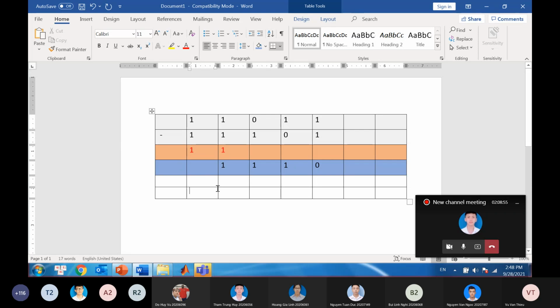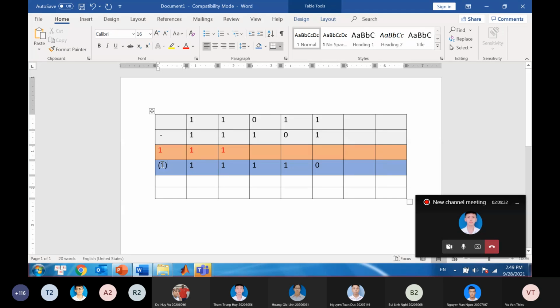Okay. So now 1 minus 1 equal to 0, right? And 0 minus 1 equal to 1 here, right? So you need to borrow 1 here, right? Because 1 minus 1 equal to 0, 0 minus 1 equals to 1, and you need to borrow 1 here. But now we don't have anything to minus this one, but we still borrow one, right? So we write this one.